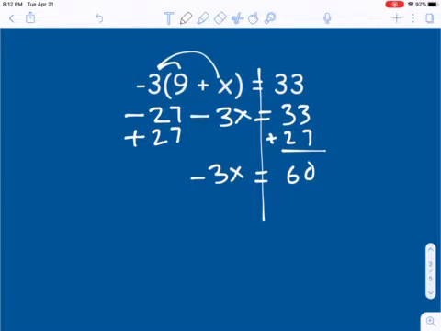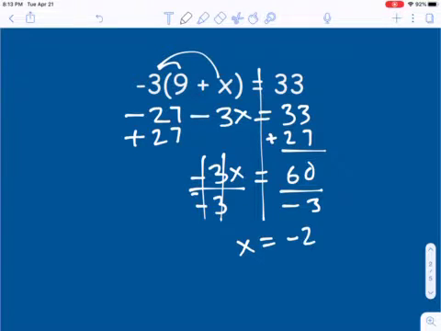And then what do we do next? Well, we have -3 times x. So the opposite of multiplying, which is what -3 times x is saying, would be dividing. And you don't divide by 3, you divide by -3, because we did it on this side, then we repeat it to the other side. So our -3's cancel, and you wind up with x is equal to 60 divided by -3 is -20.